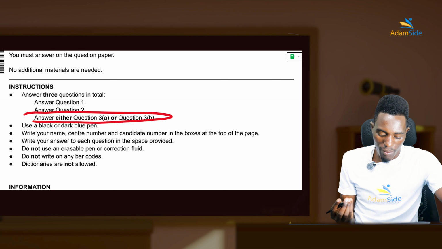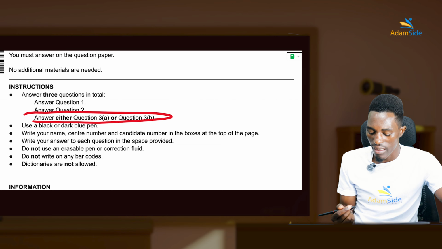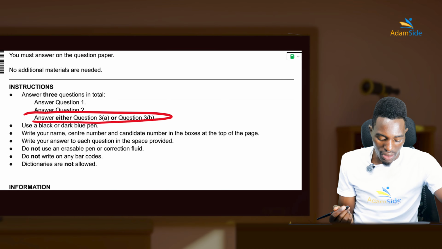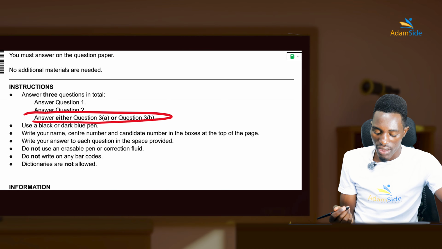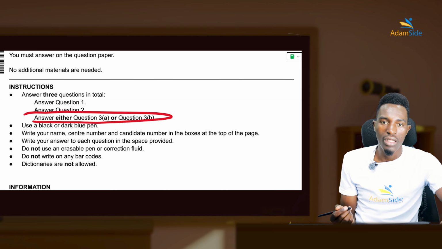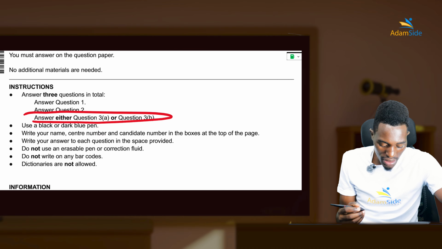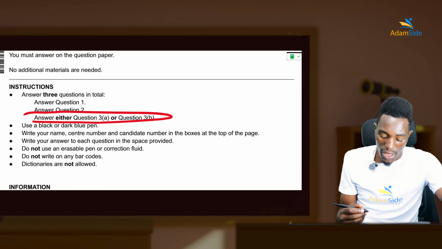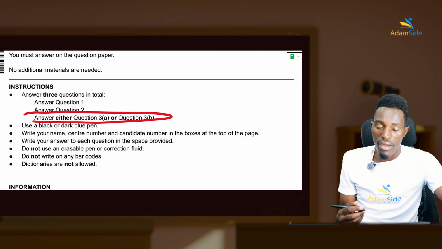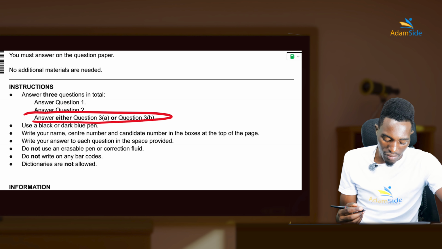Use a black or dark blue pen. Write your name, center number, and candidate number in the boxes at the top of the page. I already talked about this. Write your answer to each question in the space provided, so make sure all answers are written in the space provided. Do not use an erasable pen or correction fluid. Do not write on any barcodes. Dictionaries are not allowed, because this is a language exam.